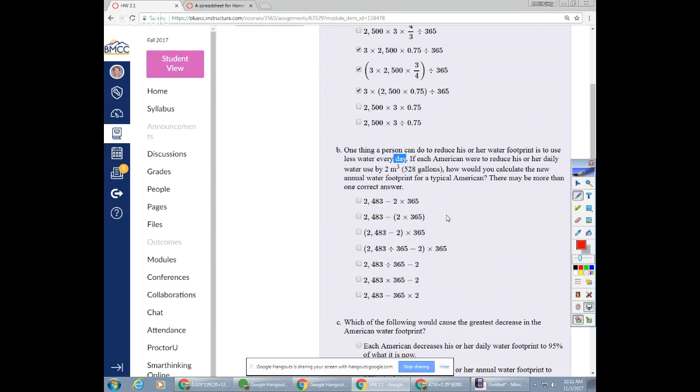Okay, so with that in mind, how would you calculate the new annual water footprint? How would we scale 2 cubic meters per day up to a year? You have to multiply by that. Now we're trying to reduce it, so I think this first one looks good. Take the average yearly and subtract the 2 cubic meters per day times 365 days. That one's good. How about the next one?